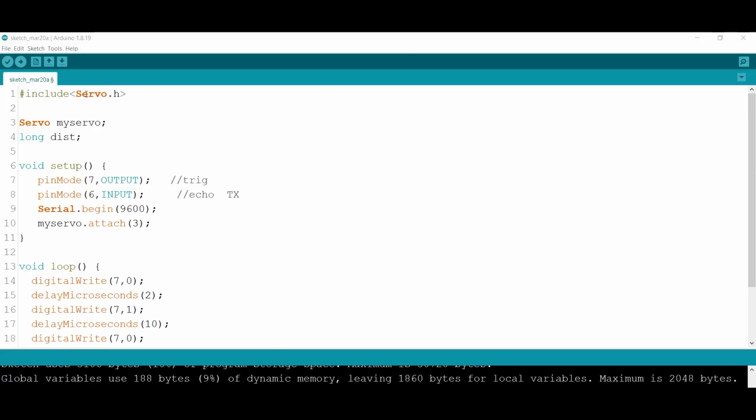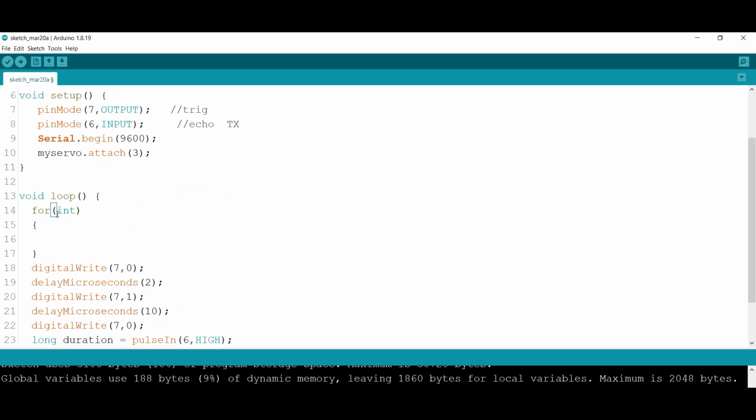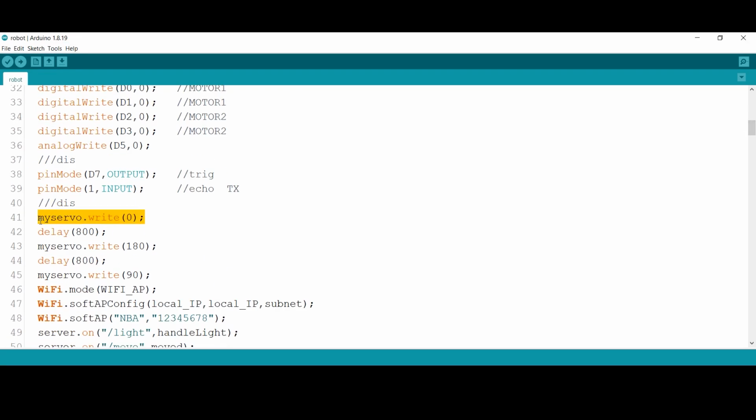In the program, after adding the servo motor library and specifying the pin connected to the servo motor signal line, we write two loops to give the servo motor angles from 0 to 180 degrees and 180 to 0 degrees.